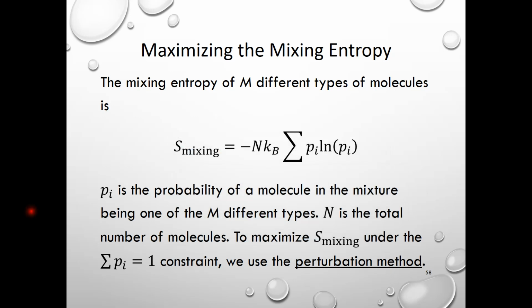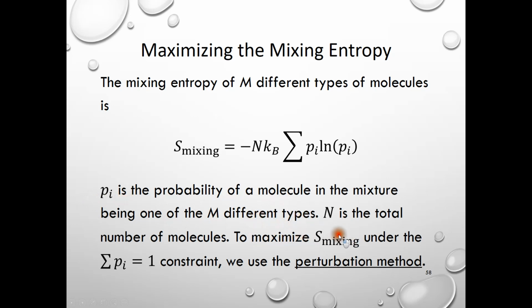In this video, we will maximize the mixing entropy using the perturbation method. The mixing entropy of m different types of molecules is -n times kB times the sum of pi times the logarithm of pi. And pi is the probability of a molecule in the mixture being one of the m different types. Pi is equal to the mole fraction of type i.